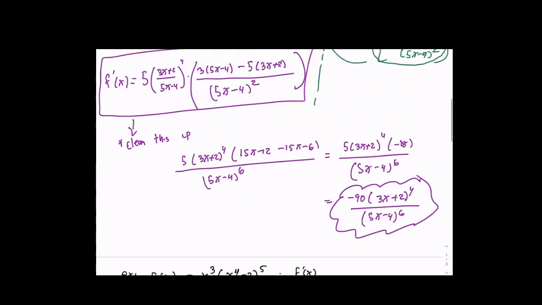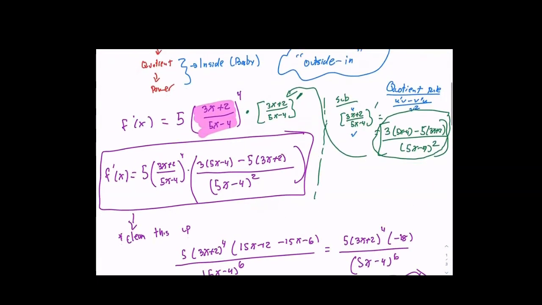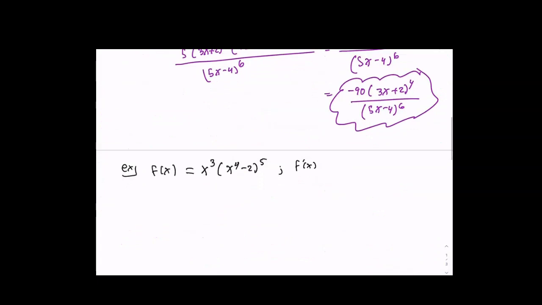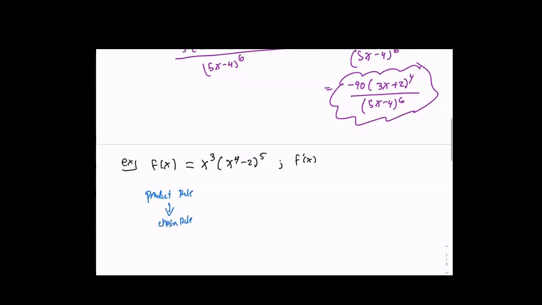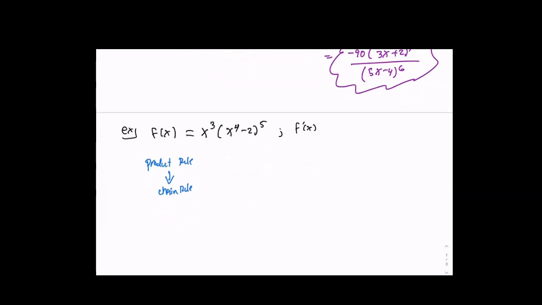This other one was a chain rule with a quotient. What is this? The previous one was a chain rule that also had a quotient built in. This is a product rule, and this is a product rule that also has a chain rule in it. All right. And like I said, hopefully you feel comfortable enough.